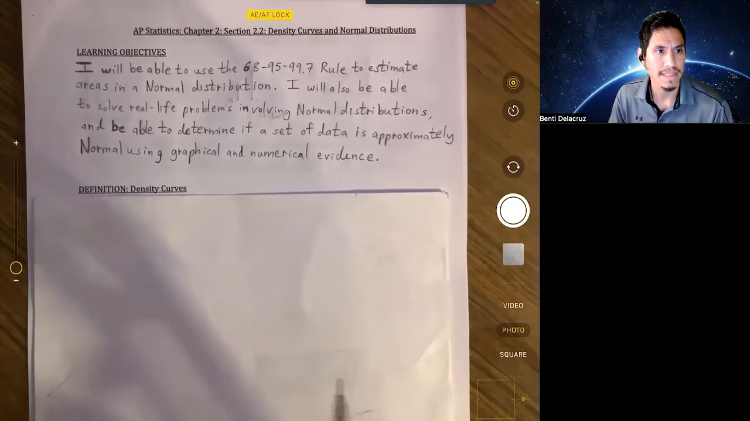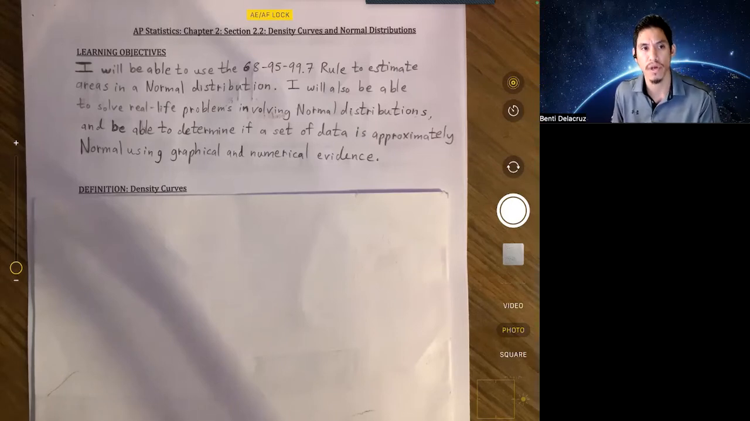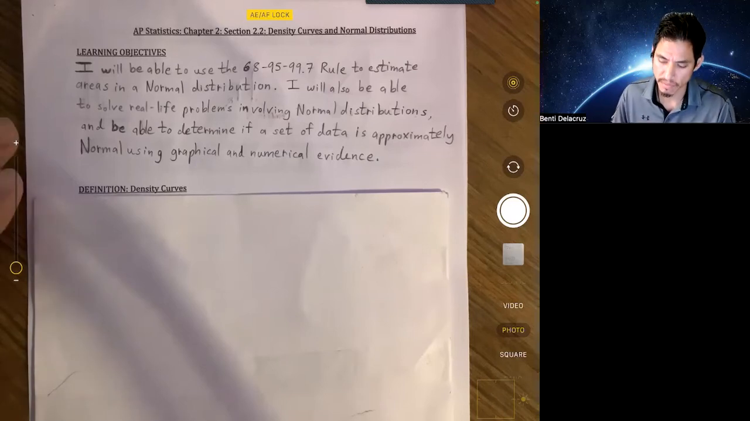Okay, so in this lesson, we're going to go over probably the most important topic in all statistics, because we're going to be using this throughout the remainder of the course, and that is what is known as a normal distribution. So our goal by the end of this lesson is to be able to use this normal distribution to calculate areas in what's called a normal curve, and to use it to solve real life application problems. And we're going to learn about how we can determine if a set of data is normal using graphical and numerical evidence.